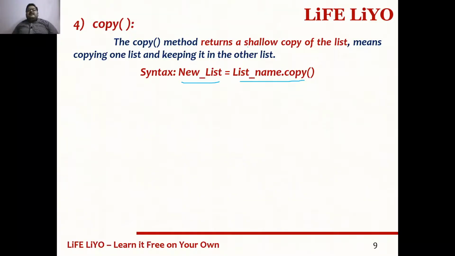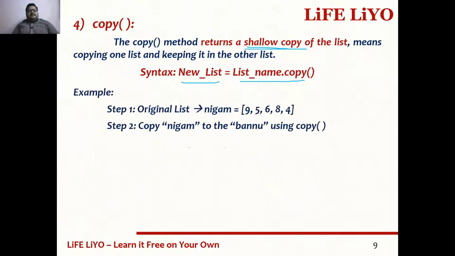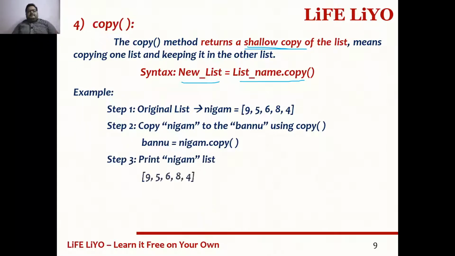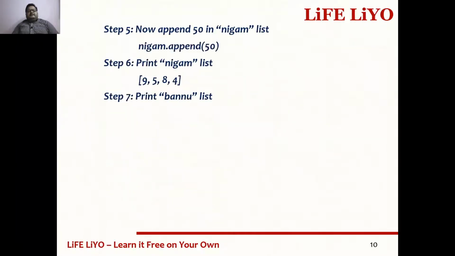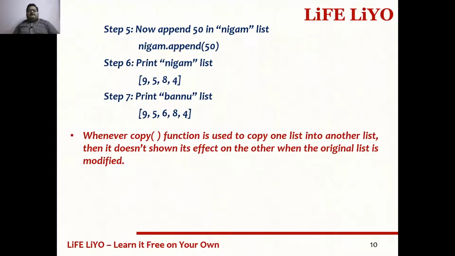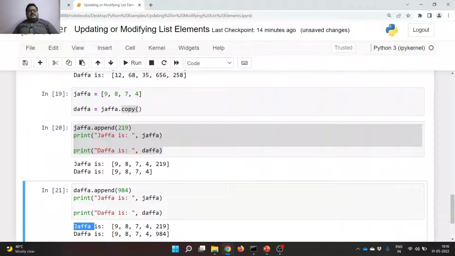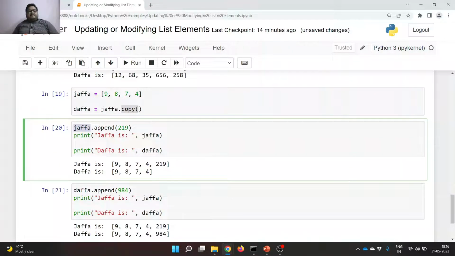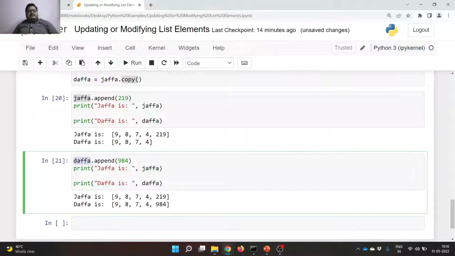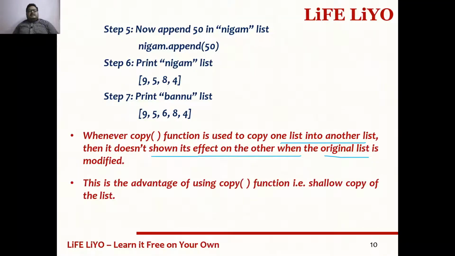This is called a shallow copy, which means both lists are different, but the original list is copied into the new list. That is the example I have taken: copying, then trying to append. Whenever the copy method is used to copy one list into another list, it doesn't show its effect on the other when the original list is modified. When I try to change one list, nothing happens to the other. So that is the copy method, which is the main advantage for performing a shallow copy of the list.